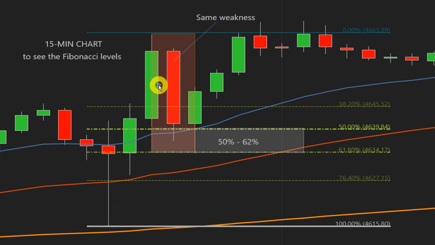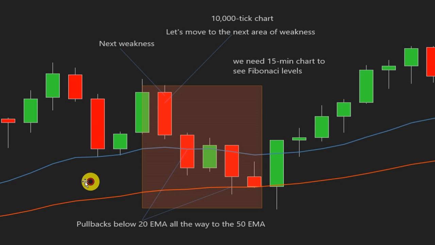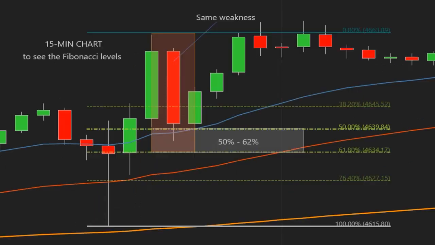to look at this, because this is the area right here we're talking about. And you can see that it pulls back to the Fibonacci 50 to 60% zone right here. And this big dip down is the lowest it goes on the time charts we're looking at. So this is the lowest it goes right here on the 10,000 tick chart. That's what we're seeing right here on the 15-minute chart.